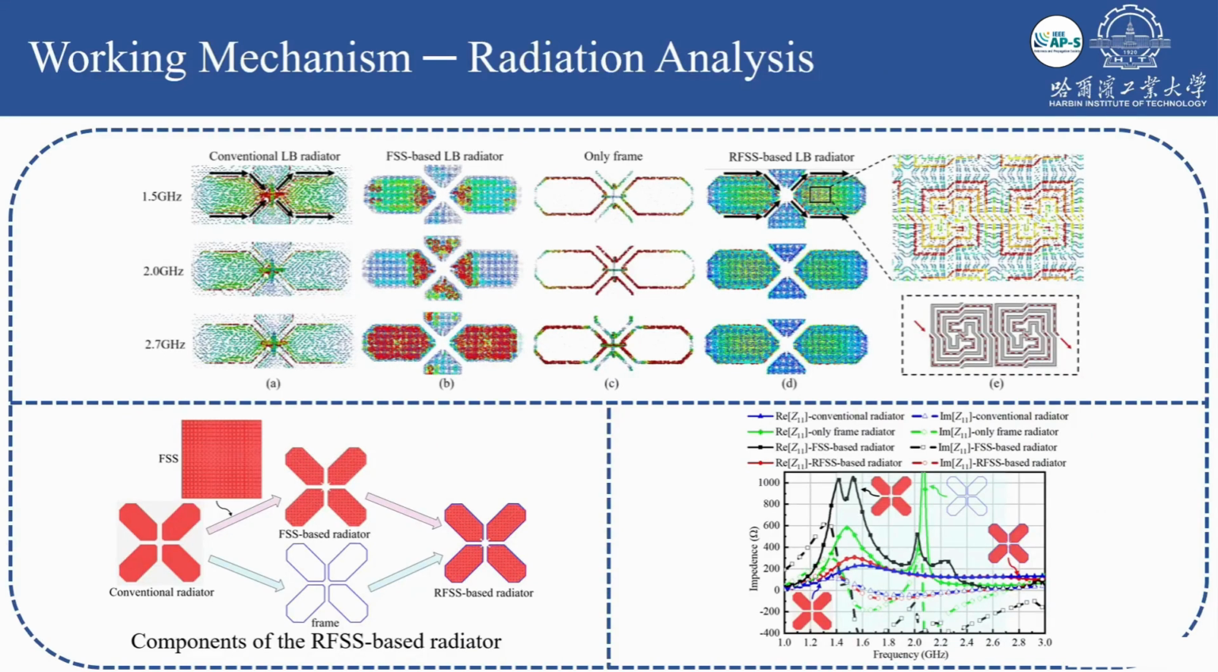To further validate the radiation mechanism of the RFSS-based radiator, we compare the surface current distribution of the radiators at 1.5, 2, and 2.7 GHz. For the conventional radiator, the current mainly flows along the external profile of the patch to achieve wideband matching. When only FSS is present, the impedance fluctuates greatly due to the current distribution, making it difficult to achieve impedance matching. By introducing frame, the current distribution of RFSS-based radiator is restored to be similar to that of the conventional radiator, and the impedance matching becomes much easier. This confirms the rationality of the RFSS concept.